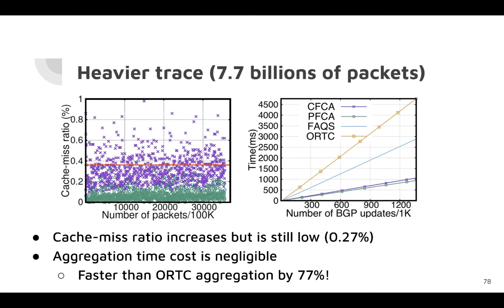A heavier 1-hour trace with 7.7 billion packets and a larger BGP update trace resulted in an increase of cache misses. This is natural since the frequency of packets is significantly higher. However, the number of misses is still very low. Moreover, with this trace we were able to evaluate how fast CFCA handles BGP updates. In comparison to the optimal FIB aggregation algorithm ORTC, CFCA is faster by 77%, and it is still faster than a suboptimal FIB aggregation algorithm, FAX.